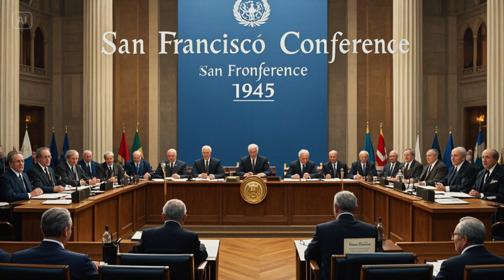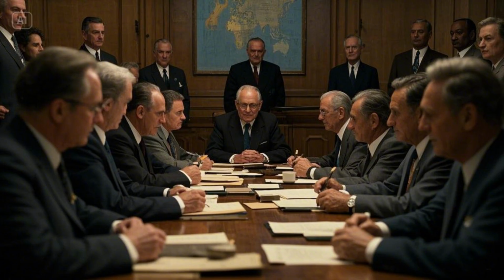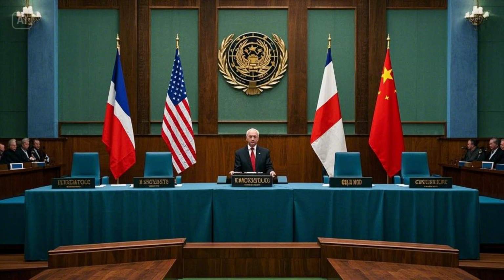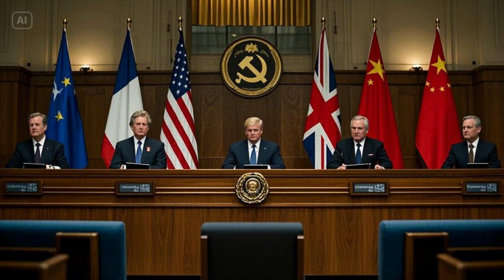The San Francisco Conference, 1945. Representatives from 50 nations gathered to draft the UN Charter. The key goal: preventing another world war. But there was a catch: the great powers designed the system to keep their control. This wasn't just about peace, it was about power. The US, the UK, the Soviet Union, China, and France made sure that the UN served their interests. This is why they created the most powerful part of the UN, the Security Council.